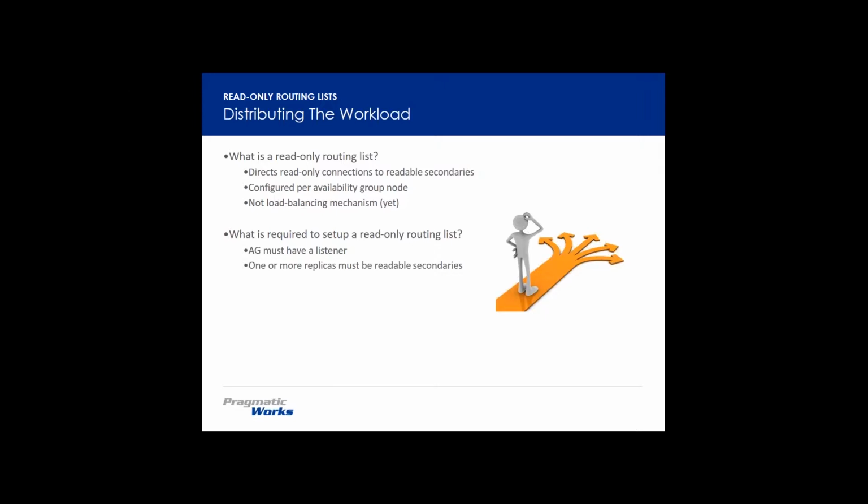The community technology previews of SQL Server 2016 do something where they're calling it round robin load balancing. The syntax is very similar to how you set up a read-only routing list now. The difference with 2016 is it will, in a round robin fashion, attempt to distribute the load among multiple replicas. I've set that up in test environments. It is really cool.